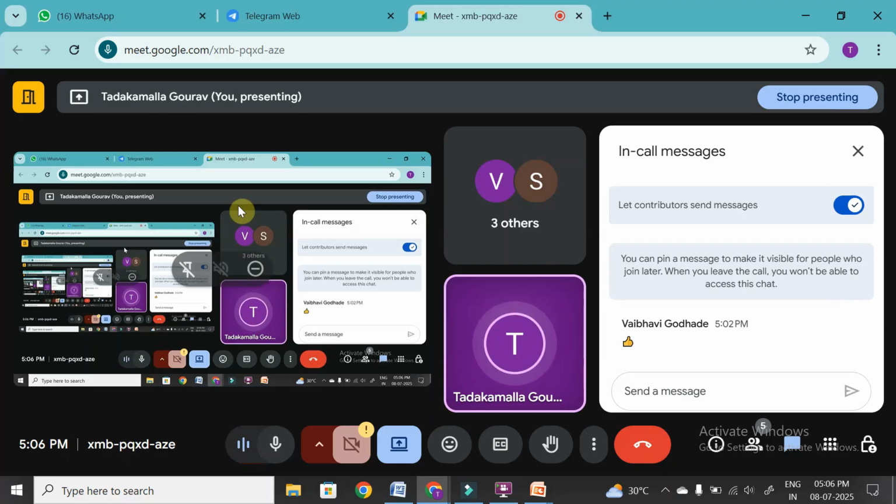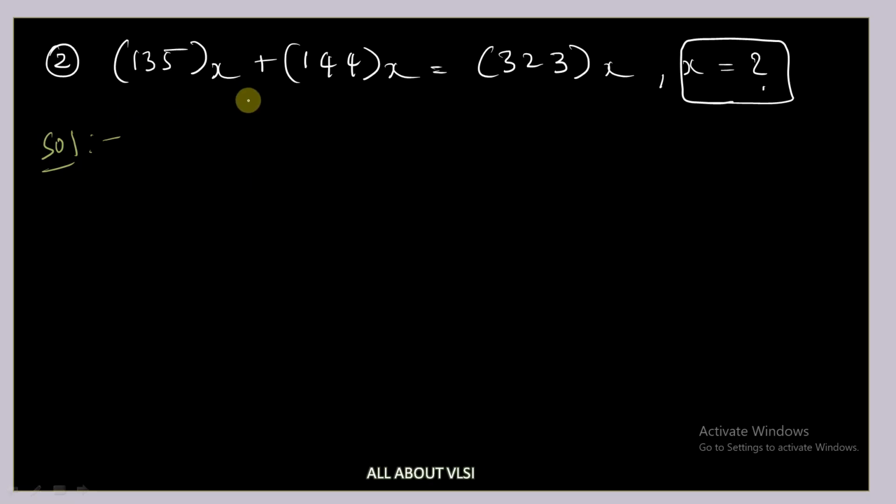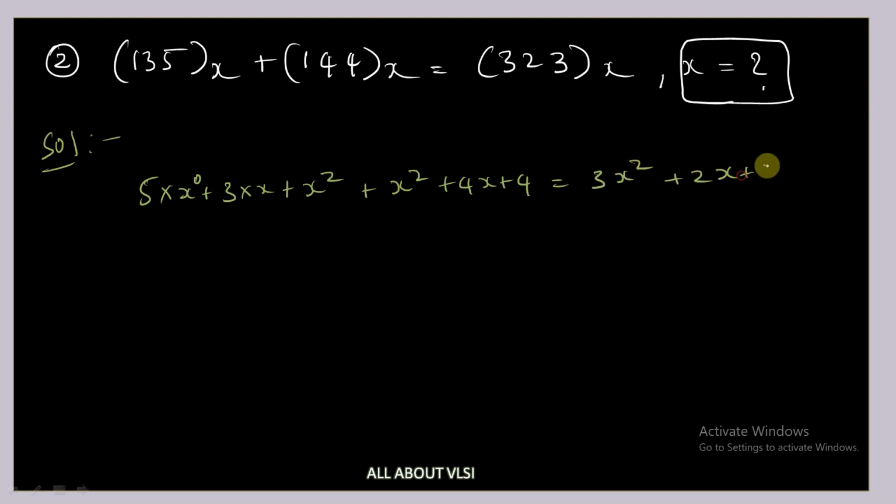Okay, so I will also parallelly start solving this question. How to approach this type of question? We need to convert these numbers into base 10 numbers. So how to convert them? That is 5 into x power 0 plus 3 into x plus x square, plus x square plus 4x plus 4, which is equal to 3x square plus 2x plus 3.